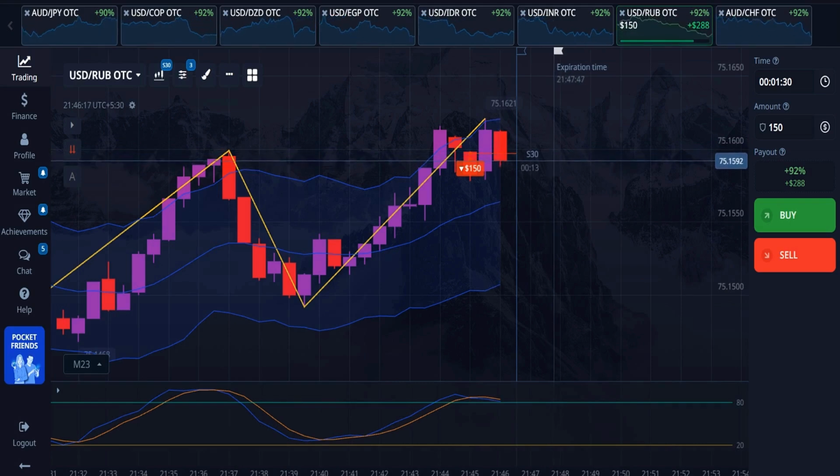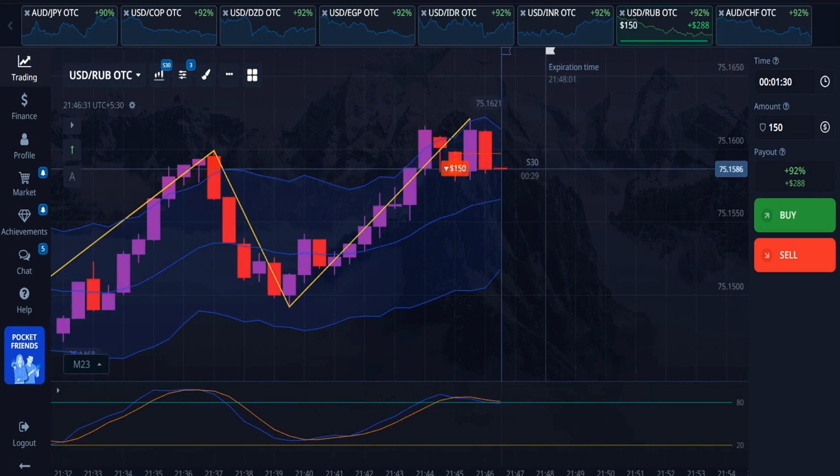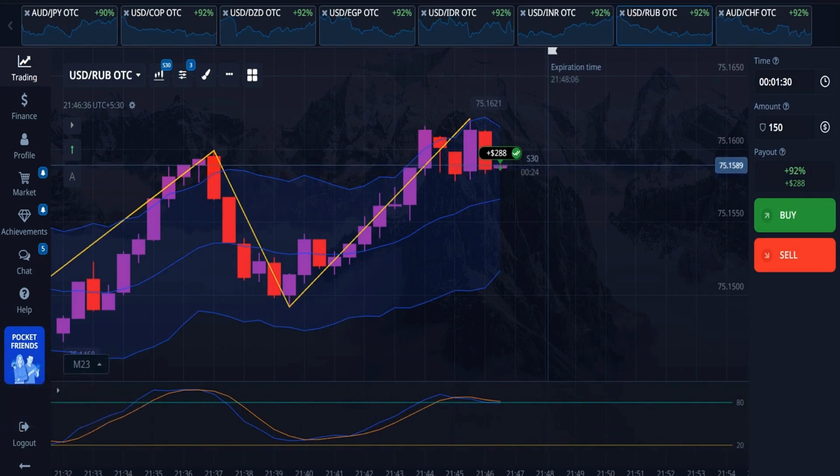Before using this strategy in a real account, practice on a demo account first. This will help you understand how it works and gain confidence before investing real money. Remember to check the description below for more details and settings about today's strategy.